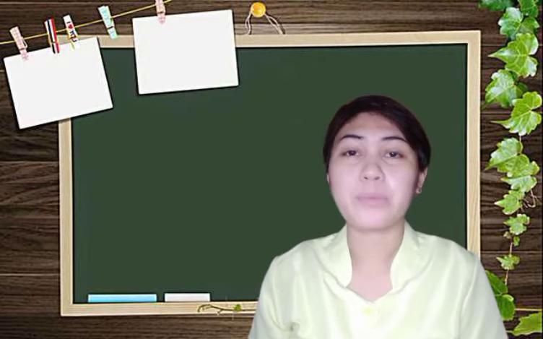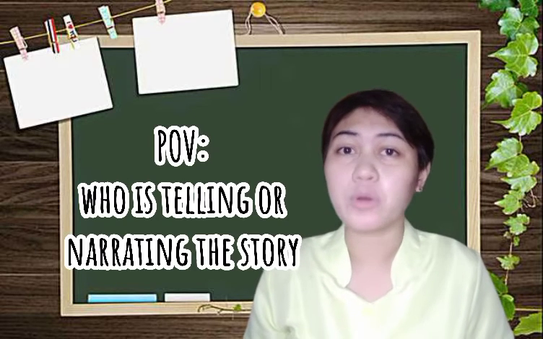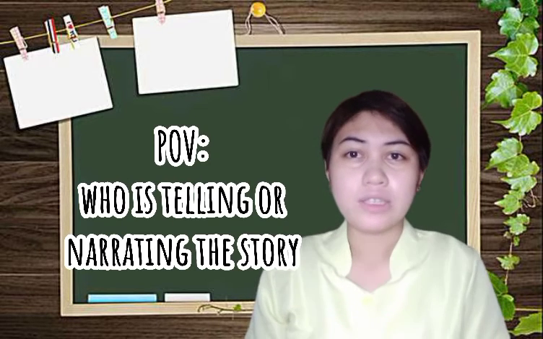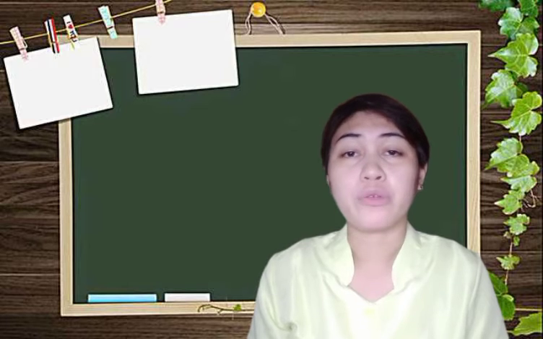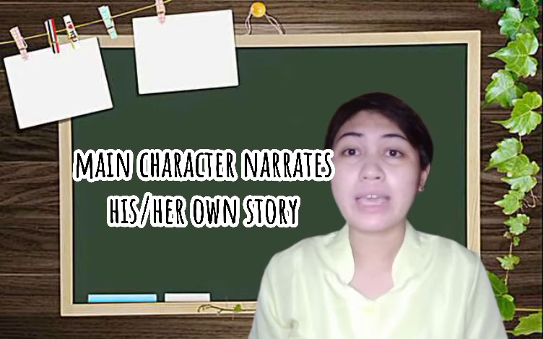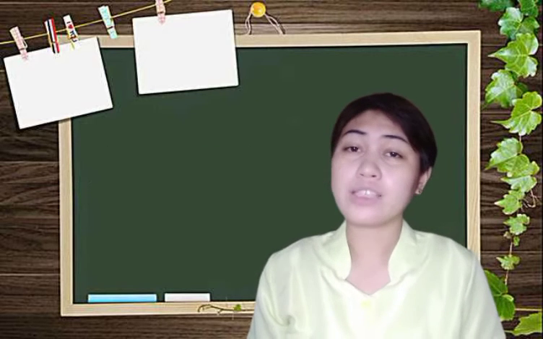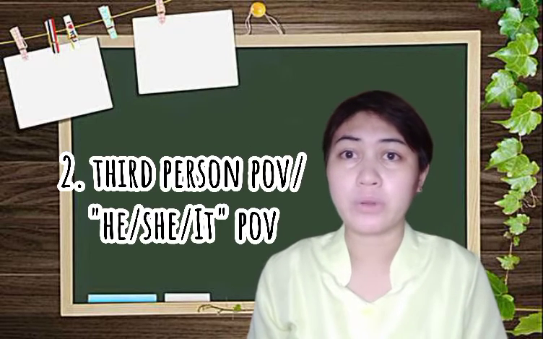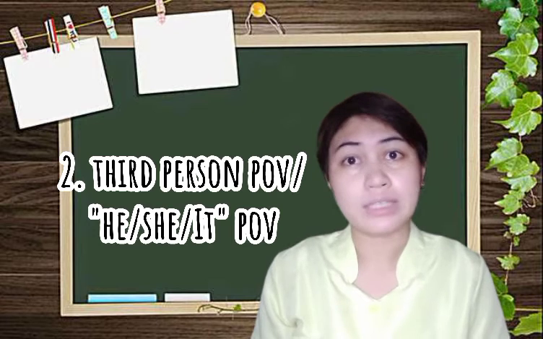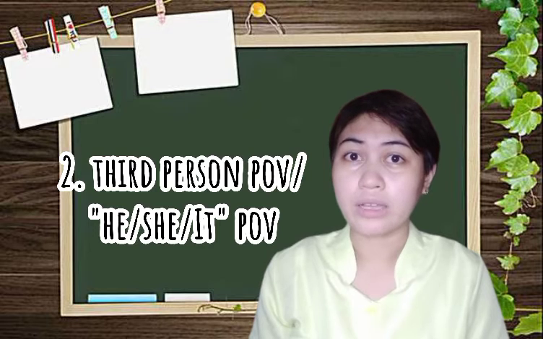The next is the point of view. Point of view is who is telling or narrating the story. Some point of views are the first person or the IPOV. This happens when the main character narrates his or her own story. The next one is the third person POV or the he or she or it POV. This happens when another person is narrating someone's story.